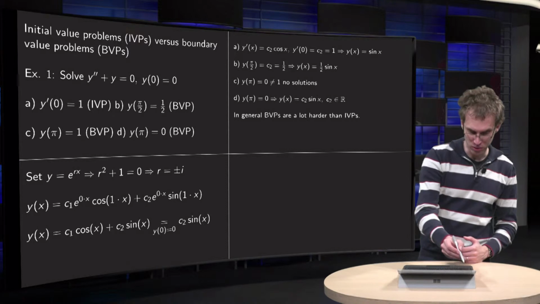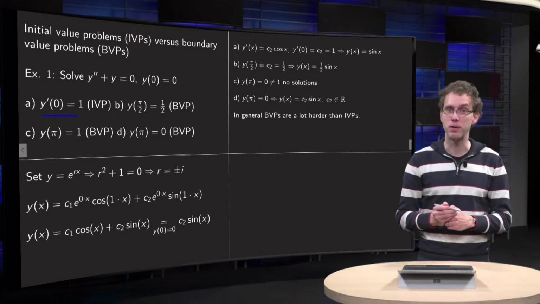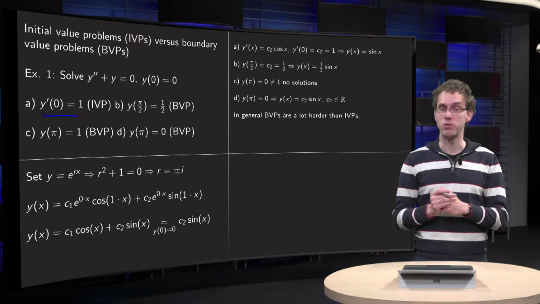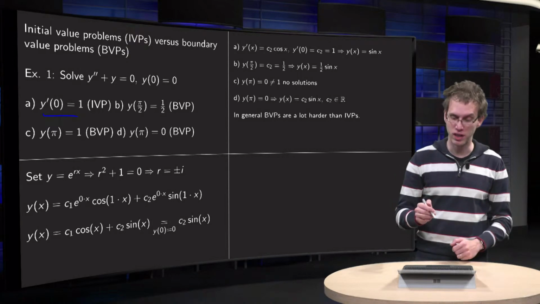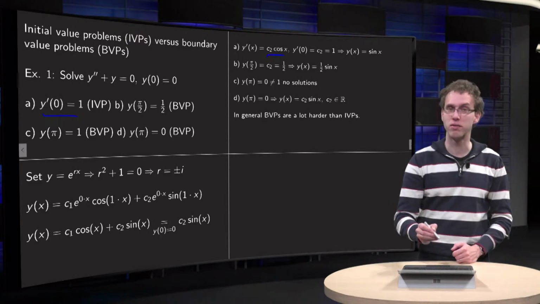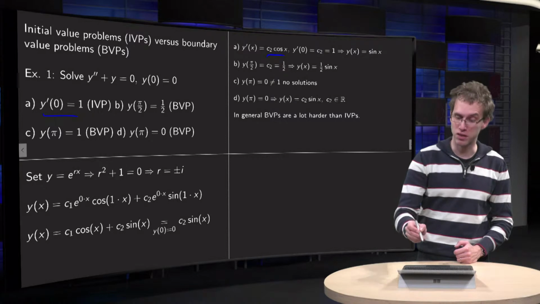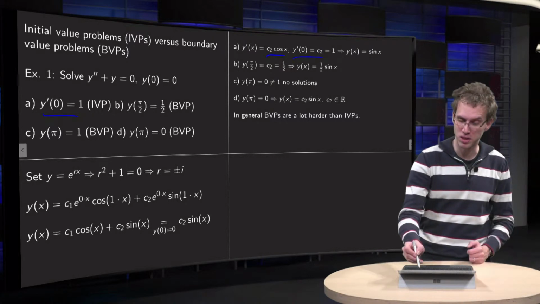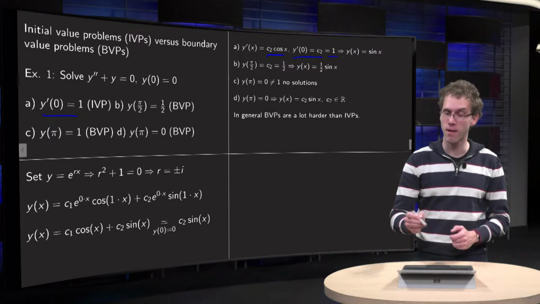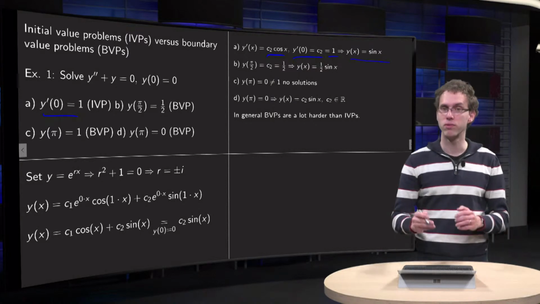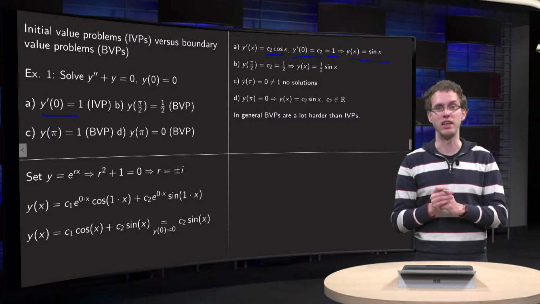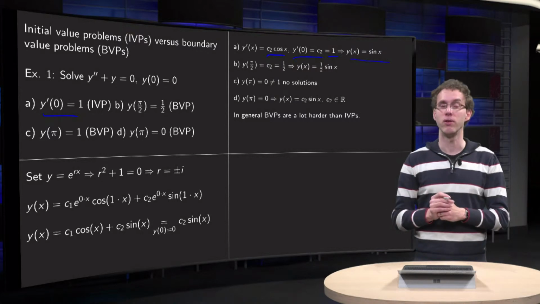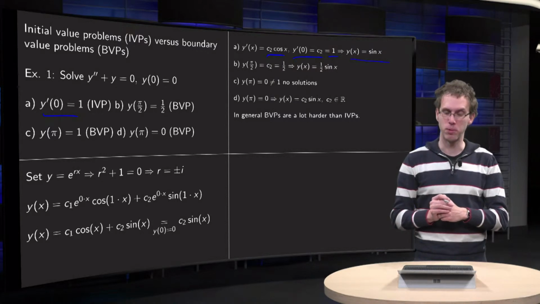First of all, we take this condition A about y prime at 0. Well, we have our y, c2 times sine of x. We differentiate, we get c2 times the cosine of x. So if we plug in x equals 0, we get y prime of 0 equals c2, and the condition tells us that it should be equal to 1. So our solution finally would be y of x equals sine x. Okay, no problem at all here if you have an initial value problem.